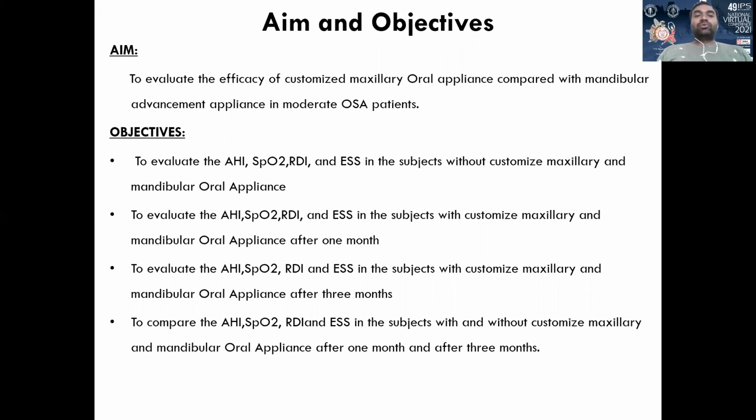Objective of the study is to evaluate the AHI, SpO2, RDI, and ESS in the subject without customized maxillary and mandibular oral appliance. The second objective is to evaluate the same parameters with the customized maxillary and mandibular oral appliance after 1 month, and the same parameters after 3 months, and to compare AHI, SpO2, RDI, and ESS in the subject with and without customized maxillary and mandibular oral appliance after 1 month and after 3 months.